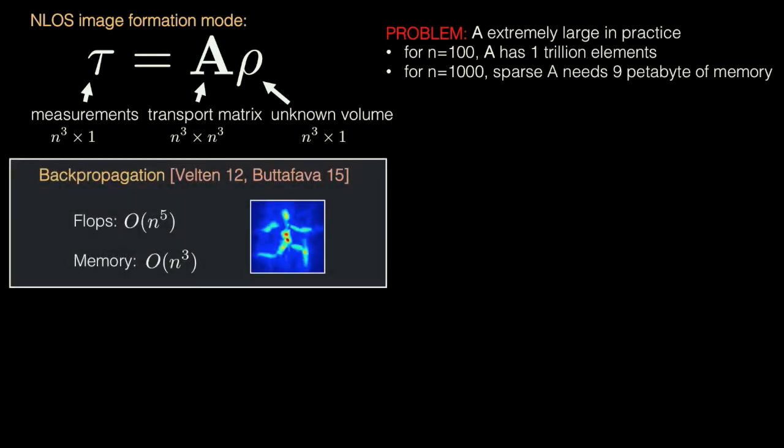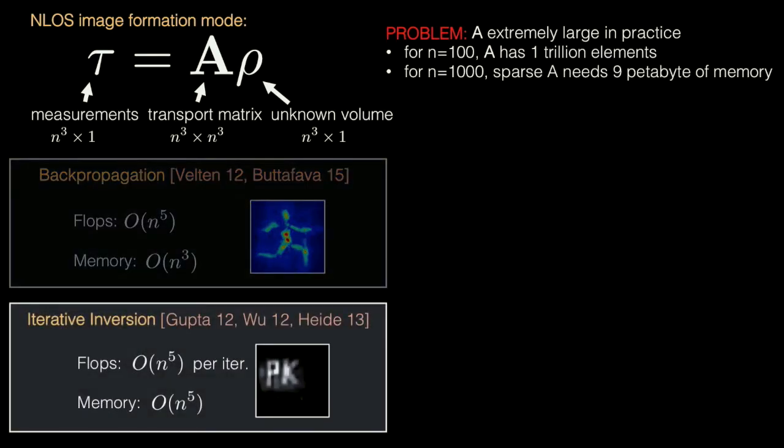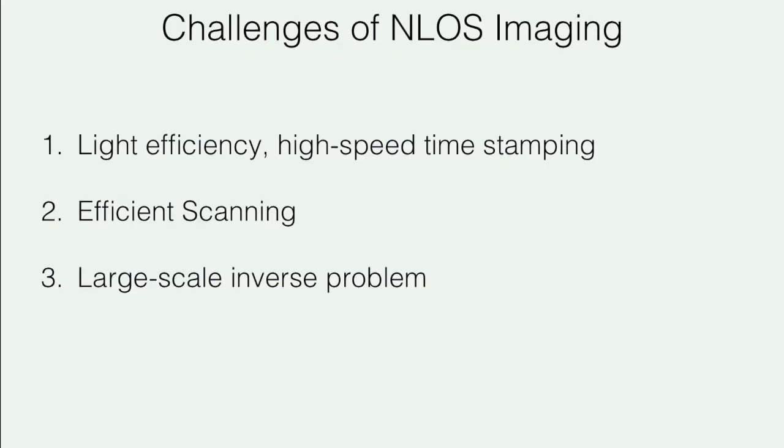So to overcome that, people have in the past looked at tricks like backpropagation or iterative inverse methods that aren't really practical because they take tens of hours or even days to process. So what I'm going to try to convince you is that we can actually do all of that potentially in real time with practical detectors and lasers that are already being used by LiDAR systems today. So the challenges of non-line-of-sight imaging include that we need light-efficient, high-speed timestamping. We need efficient scanning methods, and we need to be able to somehow process this data in a very efficient way to solve the inverse problems well.